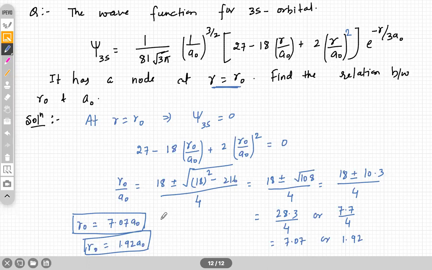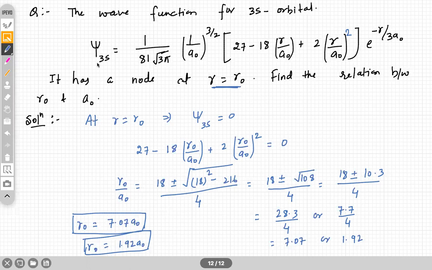This question is not talking about the spherical node. It's not like you need to find out the kind of node in every question. The question is not about whether it is a spherical node or angular node. The question is what? We need to find the relation of R naught and A naught. And it is given that we have a node at this particular point, at this distance from the nucleus. We'll apply the condition: when R becomes R naught, psi becomes zero. Obviously, because we have 3s, 3s will have spherical nodes only. There is no angular node for 3s.